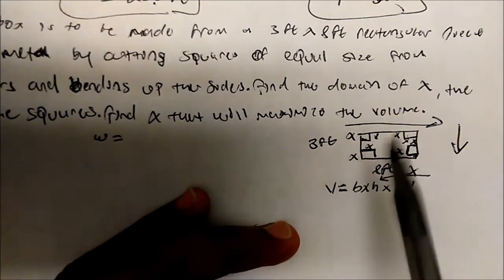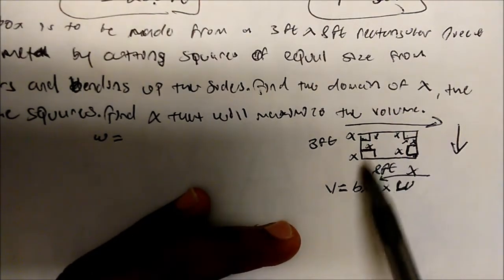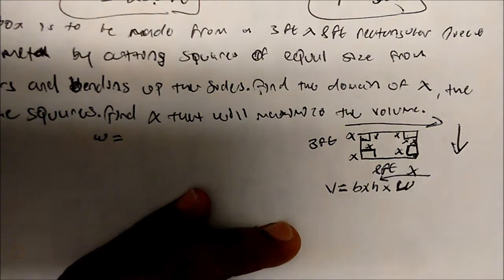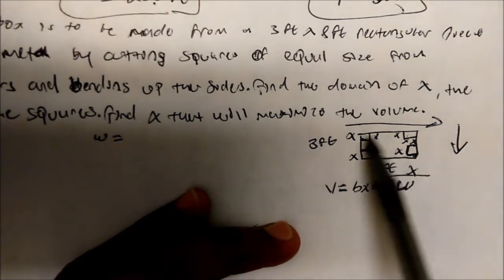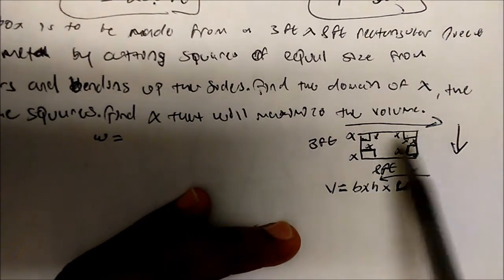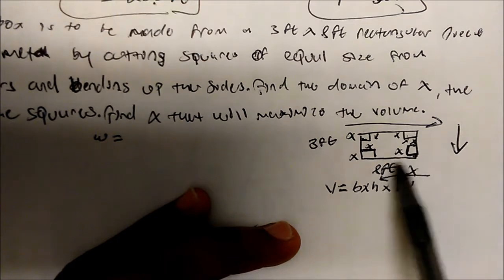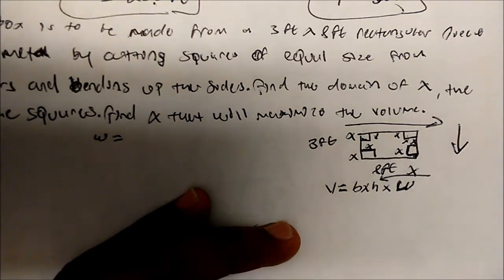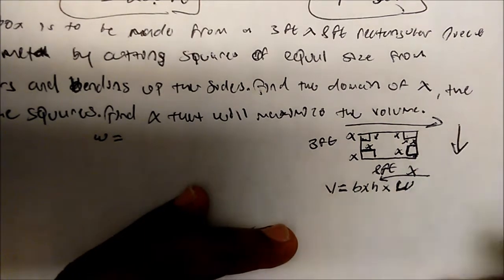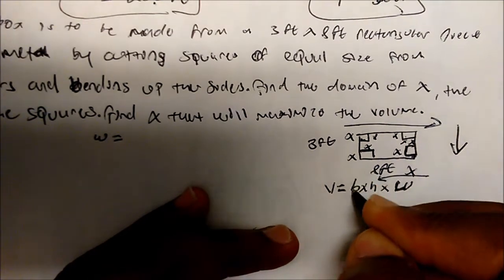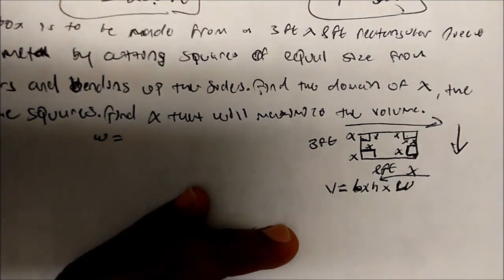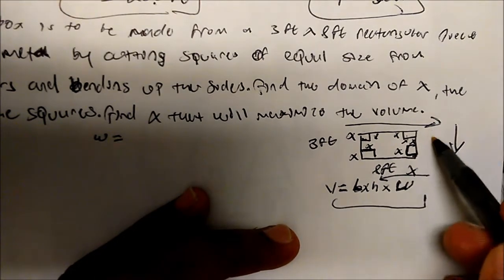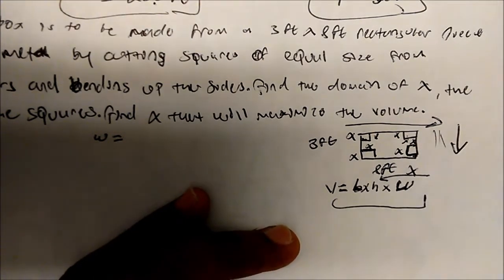Your smallest side will always be your length, and the longest side will always be your width. So this is length times width times height, and I said base here, so I'm tripping. This should be length times width times height. This is the formula. So this is our length. This is our width. All right.